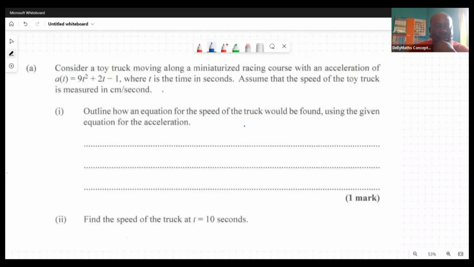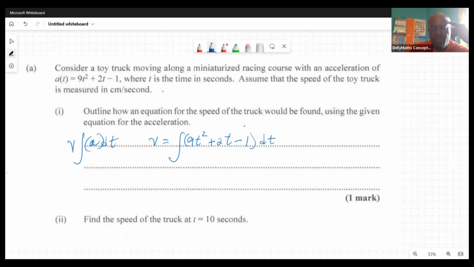What we want to understand is that the speed of the truck here is linked to velocity. So velocity is actually the integral of acceleration. So this is going to equal the integral of 9t squared plus 2t minus 1. We want to integrate this now.